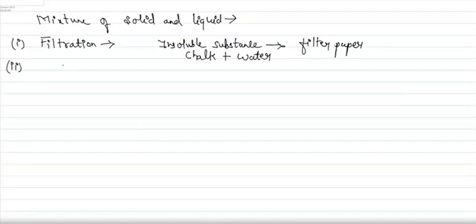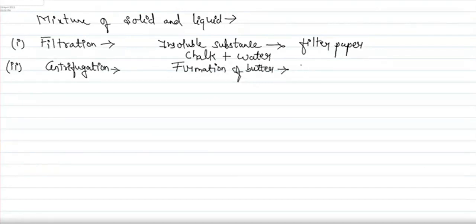Next method is centrifugation. One of the best examples for the method of centrifugation is the formation of butter. As everybody has seen, butter is formed by centrifugation of milk. So what we are doing, in Hindi we call it mathna. So the curd is centrifuged.